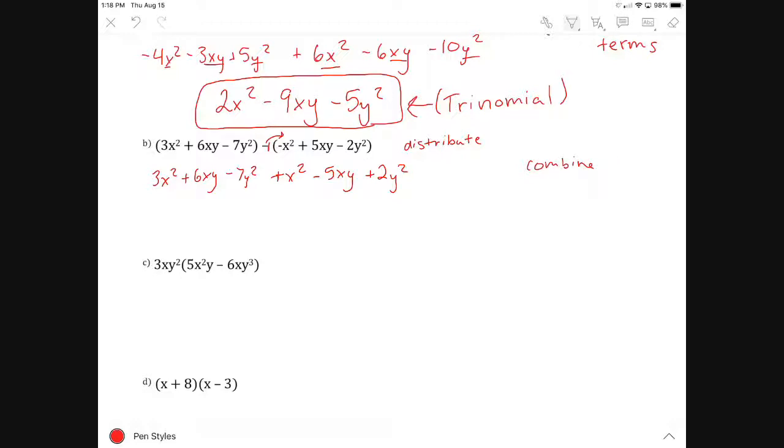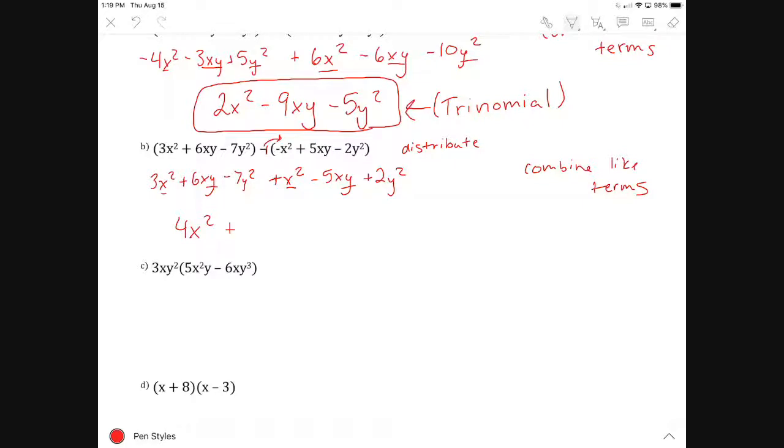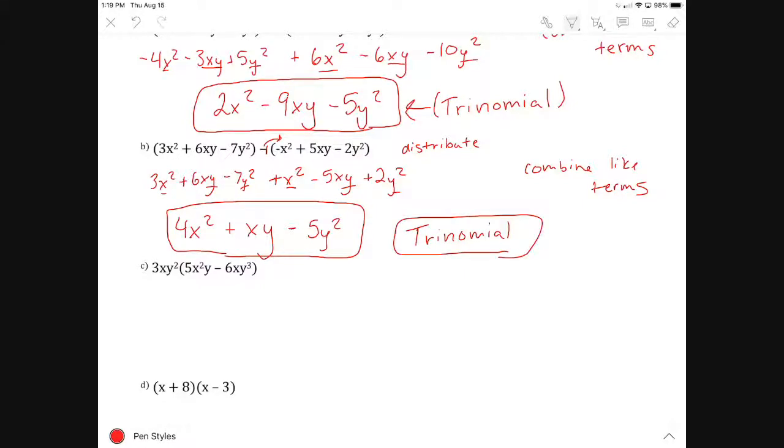So now we're going to combine our like terms. We have our x squared first, and we have a 3x squared and a 1x squared. So that's going to give us 4x squared. Our next one is our xy's, and we have a 6 and a negative 5, so we'll just have an xy. And then we have a negative 7y squared and a 2y squared, which will give us a negative 5y squared. Again, we have 3 terms there, so we're going to have a trinomial, just the same, because it's got our x squared, our xy, and our y squared.